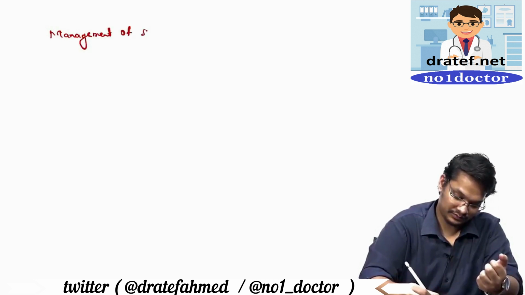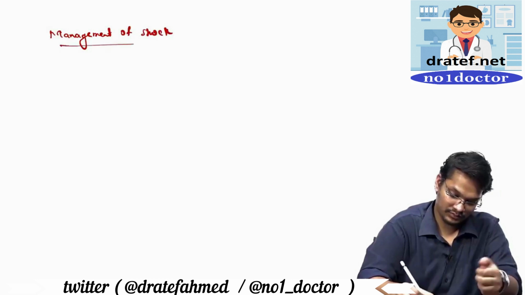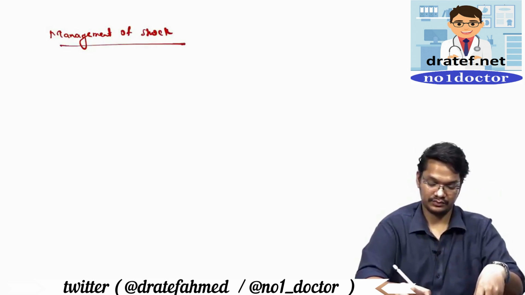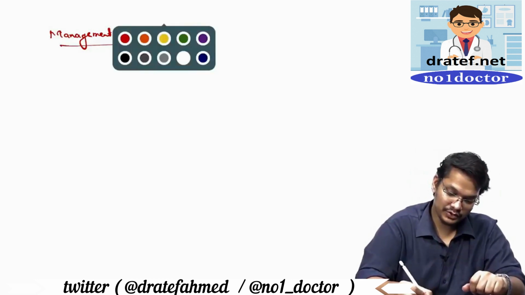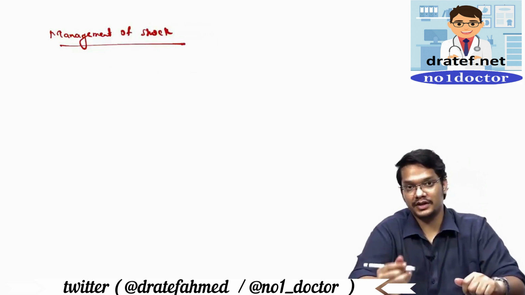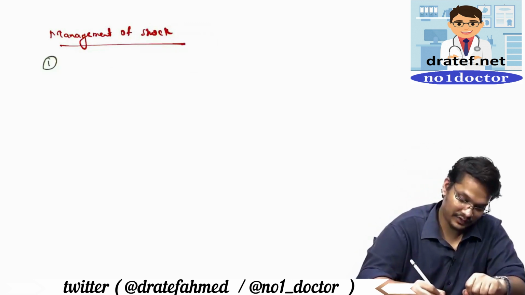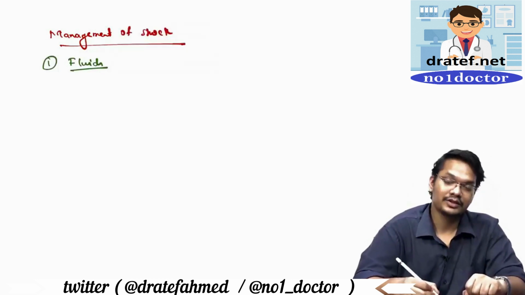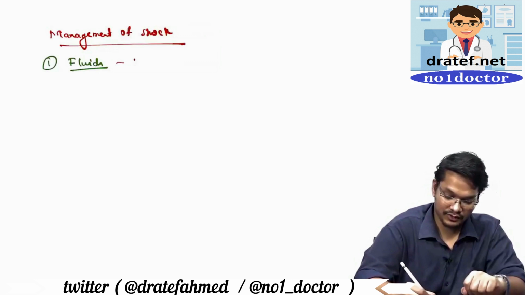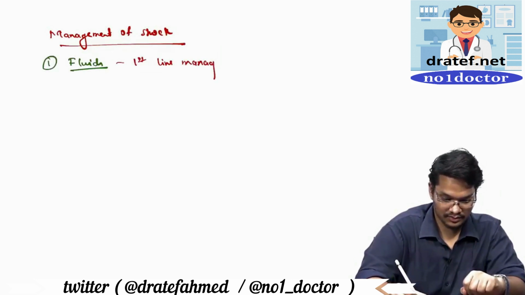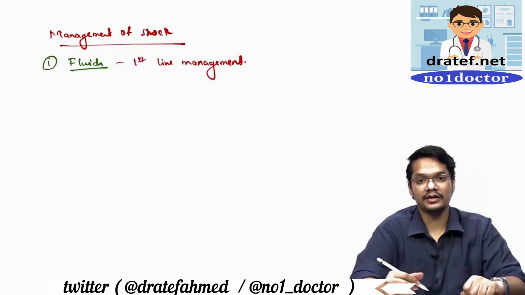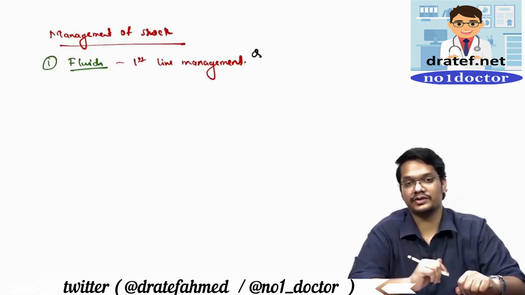So, management of shock. The first thing that you need to do in a patient of shock is to give the patient a large amount of fluids. So the first thing that we'll see is fluids. I told you, this is the first thing you give. So fluids are the first line management. Okay, the first line management of shock is fluids.